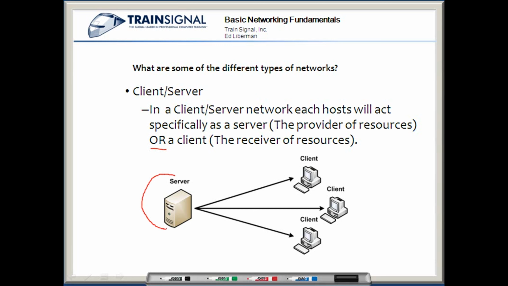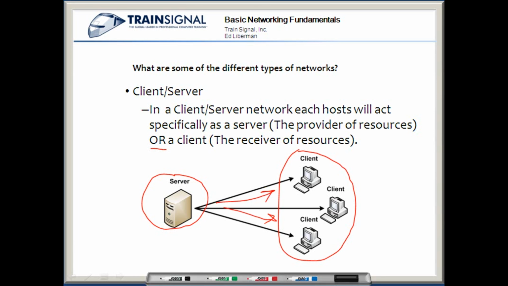Now, the servers, like we have here, are the computers that share the resources or make the resources available to others, or we could say serve the resources. Thus the name server, right? Because we're serving the resources. The clients, as we have over here, are the recipients or receivers of these resources. So what's happening here is we have, in this drawing, one server who has all the resources and shares them so that these 3 clients can then receive them as needed.